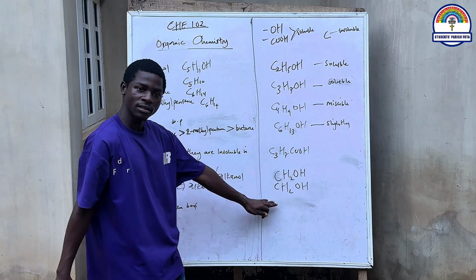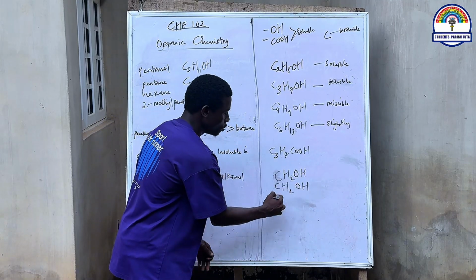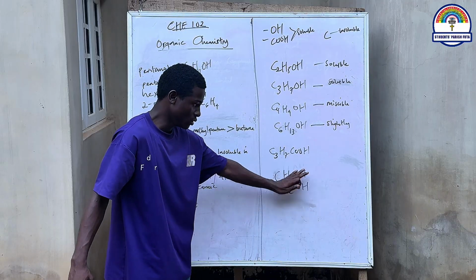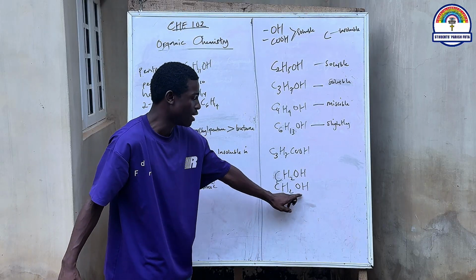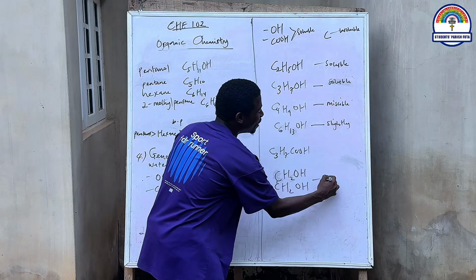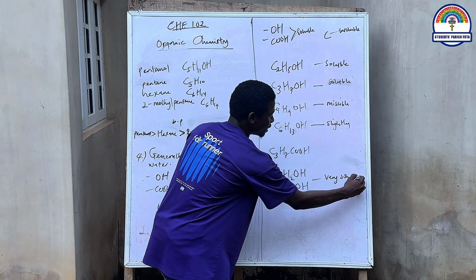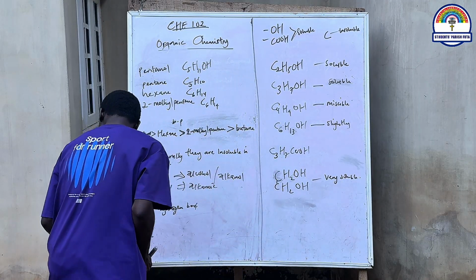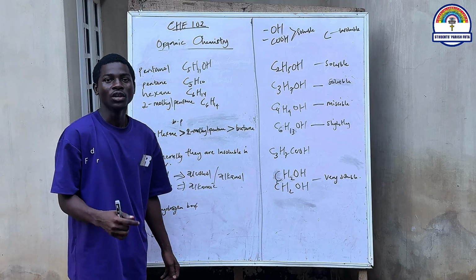Now look at this case. You can see you have double hydrogen bond. The hydrogen bond will be much because the OH you're having now is two times. So this one will be very soluble. Do you understand? It will be very soluble. So if you have plenty of OH bonds too, it will be soluble.